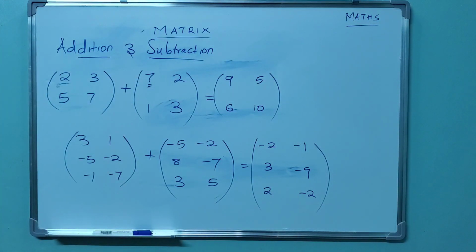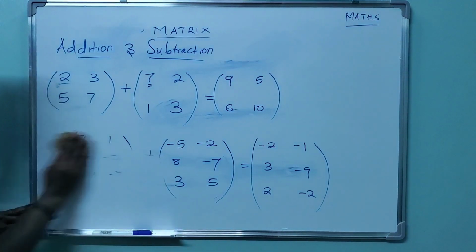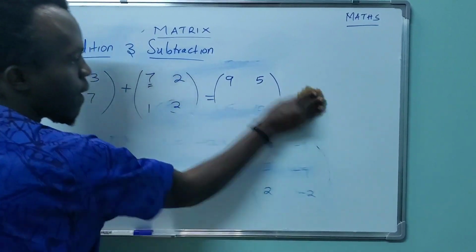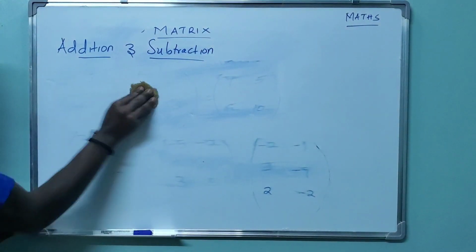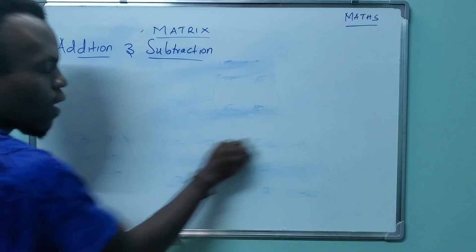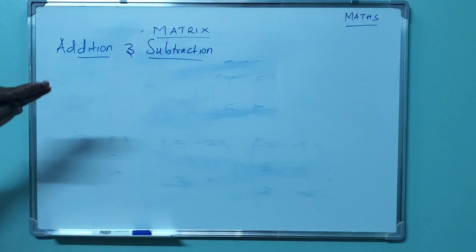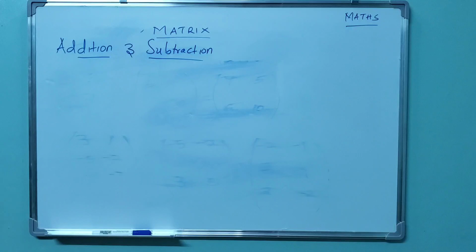What about subtraction? Let us try one example that contains subtraction. We are going to have a matrix like this. Still remember that for you to either add or subtract matrices, those matrices must have the same number of columns and rows. So the same will apply to subtraction.